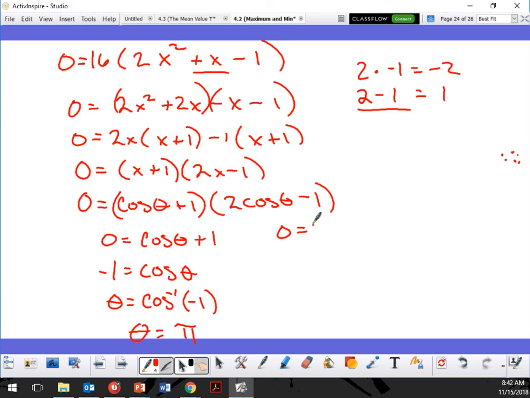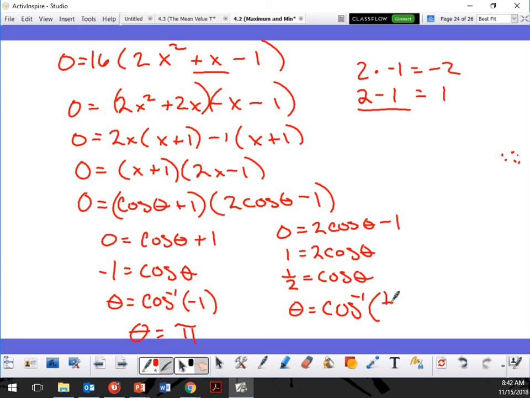Okay, let's do the same thing over here. So 0 equals 2 cosine theta minus 1. Add 1 to both sides. 1 equals 2 cosine theta. Divide by 2. 1/2 equals cosine theta. And now I have to do inverse again. So theta equals inverse cosine of 1/2. Where is cosine equal to 1/2? There's two places for this: pi over 3 and 5 pi over 3.